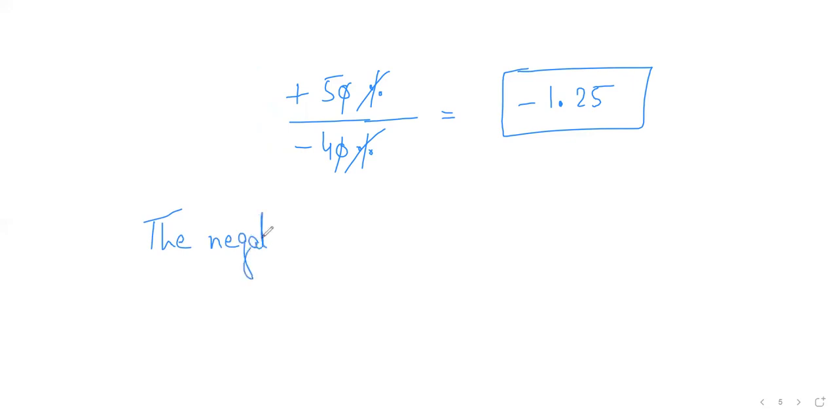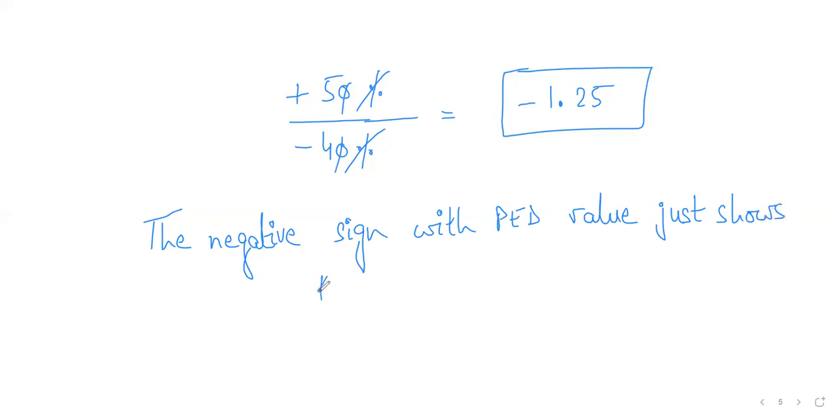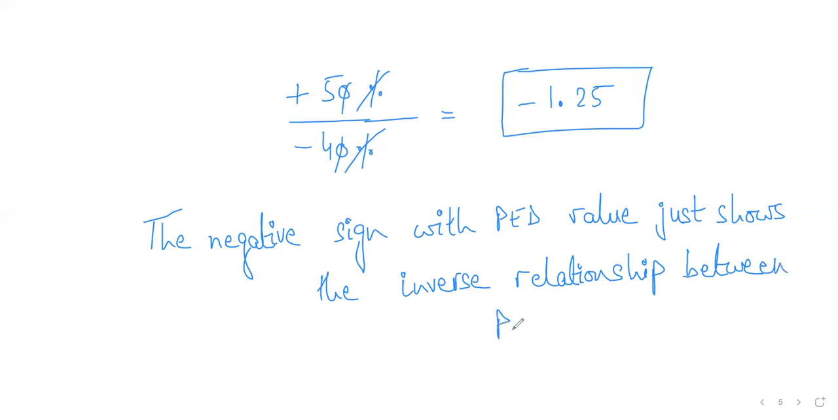Let me also write this down so that you never forget. The negative sign with the PED value just shows the inverse relationship between price and quantity demanded. Any confusion so far?